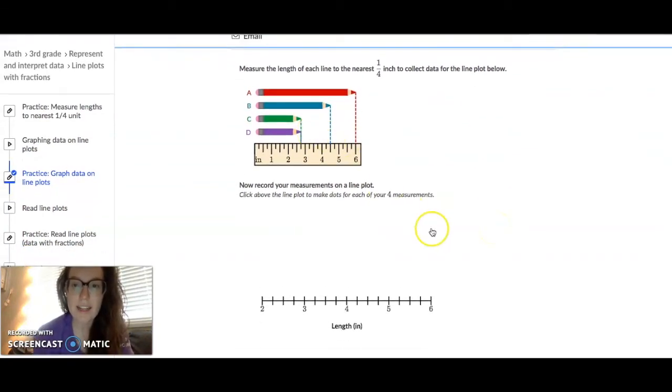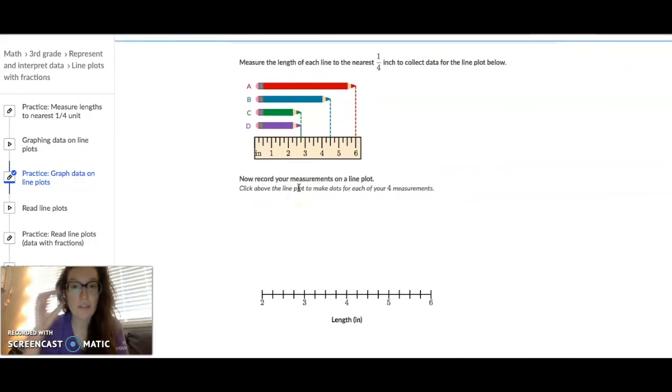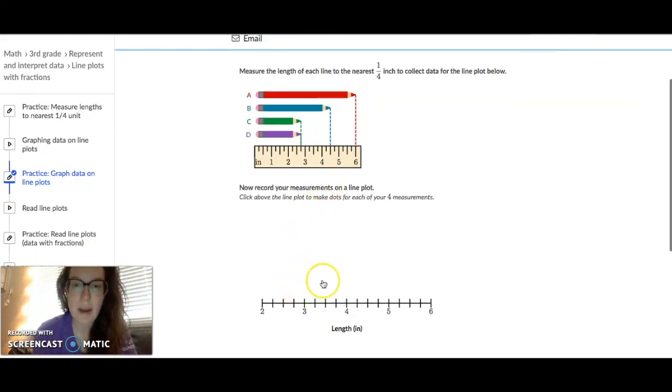Now, you're going to answer a series of 4 questions, and it already, lucky for you, gives you your setup for your line plot. So all you have to do is just add in the values. And the way that you're going to do that is by clicking. So again, I'm not giving you the answer here. I'm just showing you how to use this program.